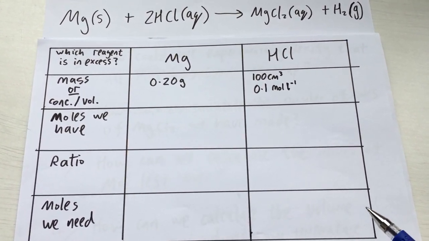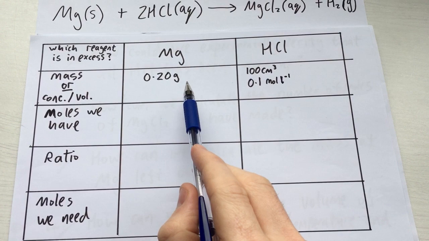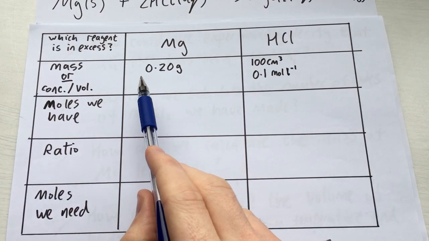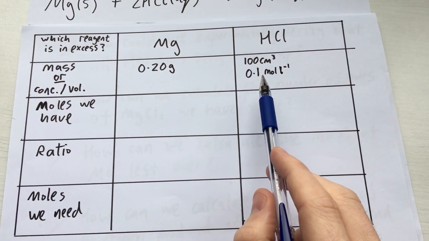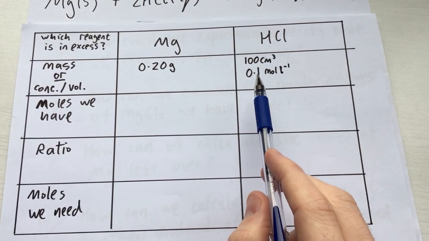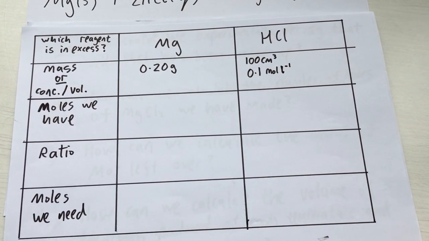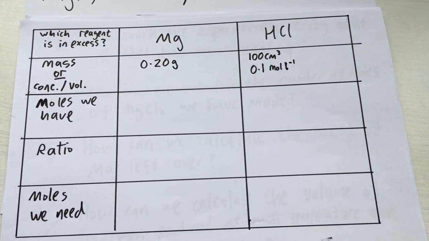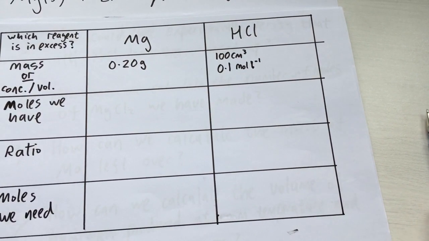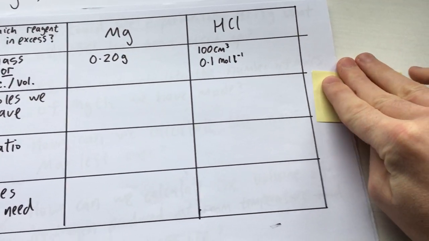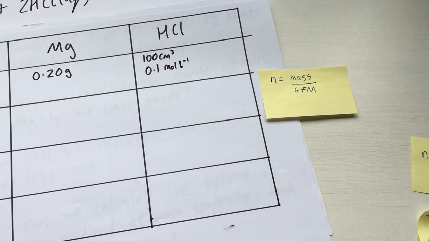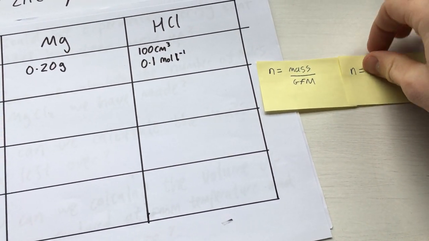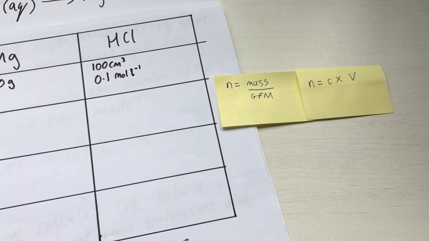So I've got a column for magnesium and a column for hydrochloric acid. I've written down either the mass or the concentration and volume of what we have, and I'm going to use that to calculate the number of moles. So the two equations that I'm going to need to use to do that are: number of moles is mass over gram formula mass, and number of moles is concentration times volume.